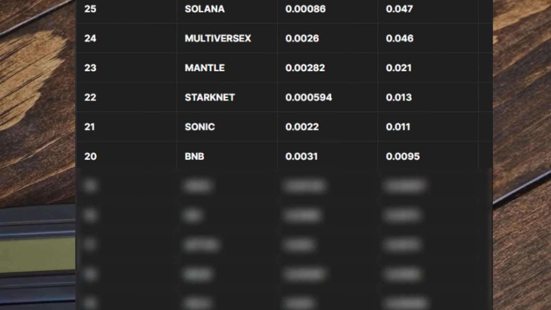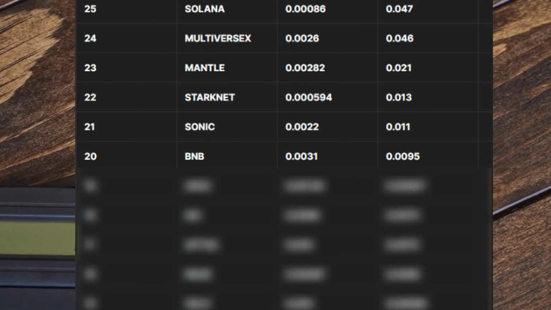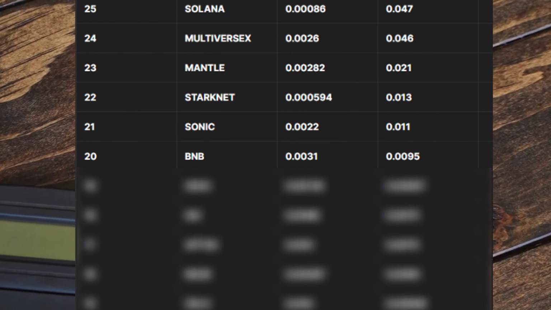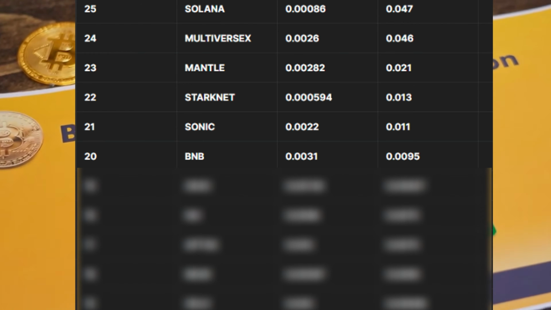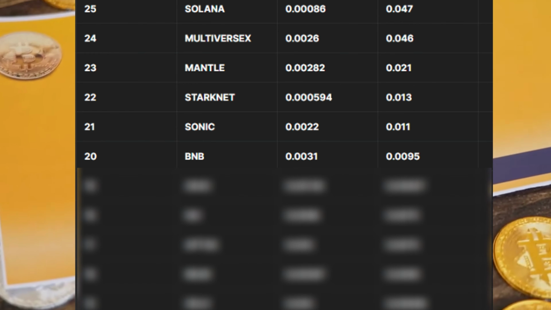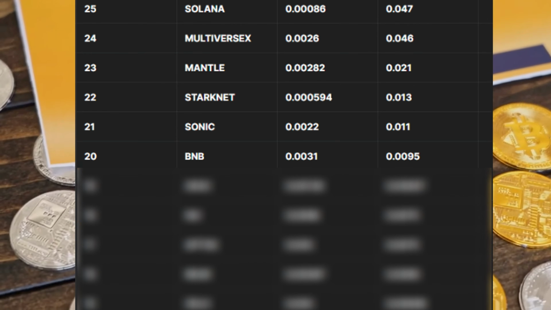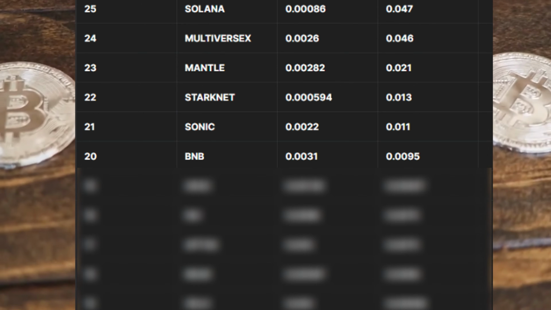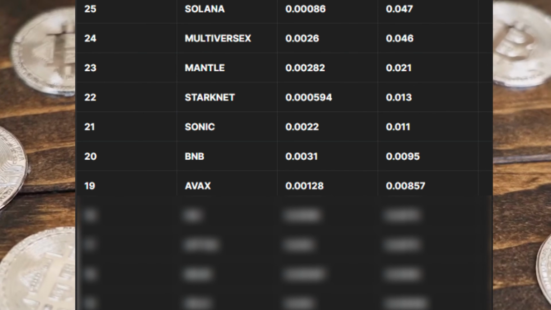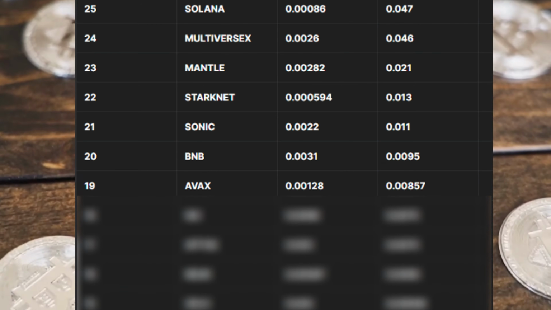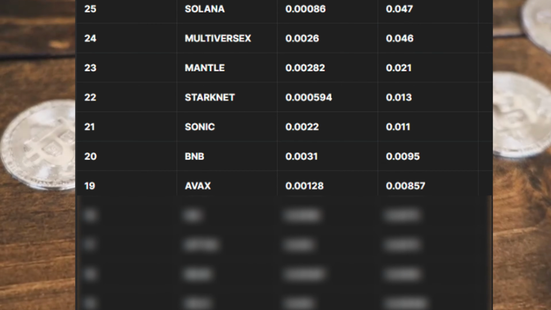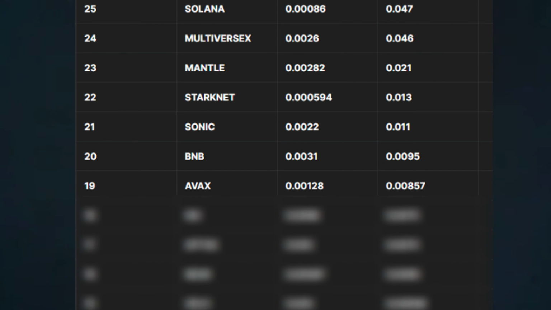Then we have BNB at 20. They also have quite low numbers here currently. They have been higher historically, so maybe some of the activity has gone into opBNB rather than the BNB chain, but these have significantly gone down compared to the older times. Then we have AVAX, which also used to be super expensive back in the day. Now it's quite an affordable entry to trade on. Very low numbers here, again, sub 1 cent.